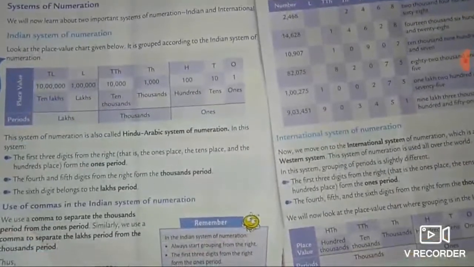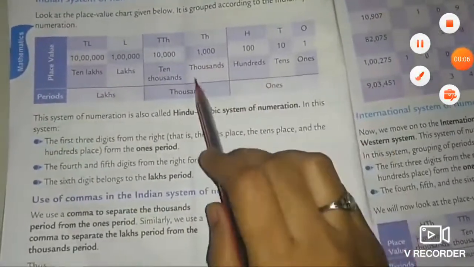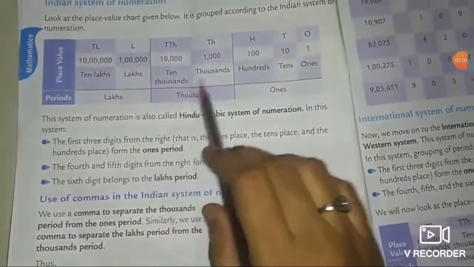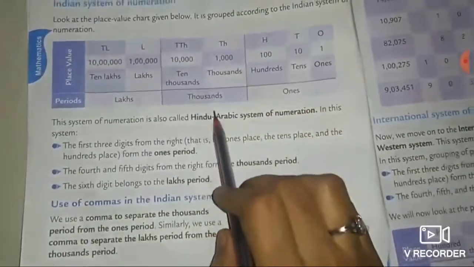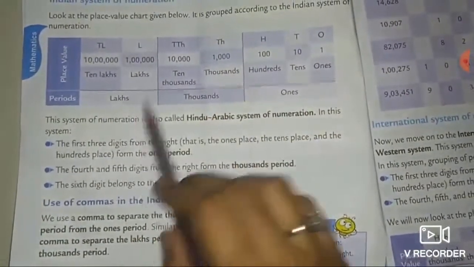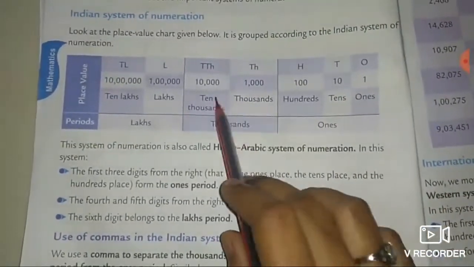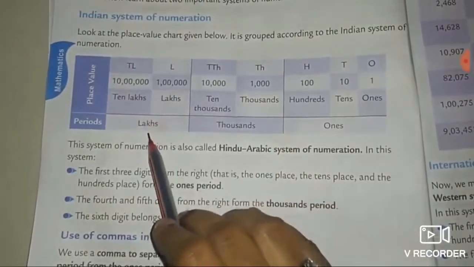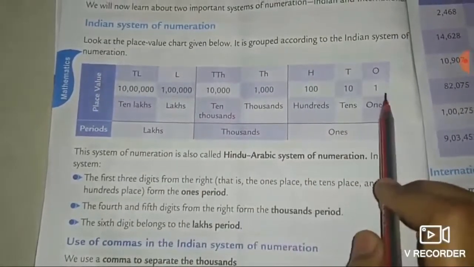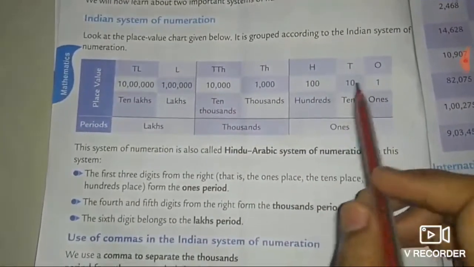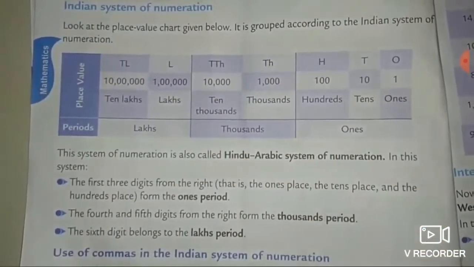We will learn about the international system. Here you can see the place values of the international system. There are 3 groups. The international system is divided into 3 groups. These groups are named ones, thousand, and lakh. In the ones group there are 3 places: ones, tens, hundreds. In the thousand group there are 2 places, thousands and ten thousands, and in the lakh group there are 2 more place values, lakhs and ten lakhs. You can call it a place value, or you can also say group. So you can see clearly the place values and the periods of the international system.